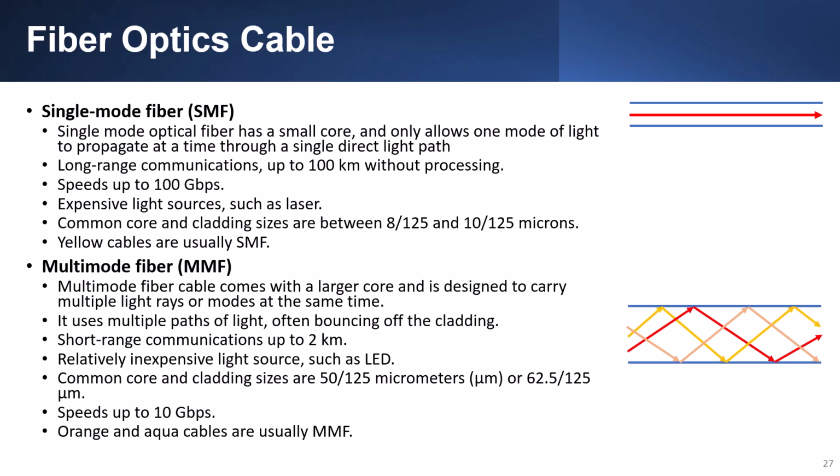Multimode fiber, or MMF, cable comes with a larger core and is designed to carry multiple light rays or modes at the same time. It uses multiple paths of light, often bouncing off the cladding. It offers short-range communications up to 2 kilometers, and uses relatively inexpensive light sources such as LEDs. Common core and cladding sizes are 50/125 micrometers and 62.5/125 micrometers. It offers speeds up to 10 gigabits per second. Orange and aqua cables are usually MMF.